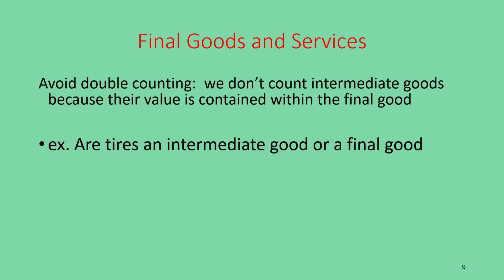So let's go through an example here. Are tires an intermediate good or a final good? Well, that depends, right? If you are somebody who purchases tires and then uses those tires to produce cars and then sell those cars to people, then those tires that are part of the car are an intermediate good. You don't count the sale of those tires in GDP because they're going to be included in the final, higher selling price of the car that has those tires built in.